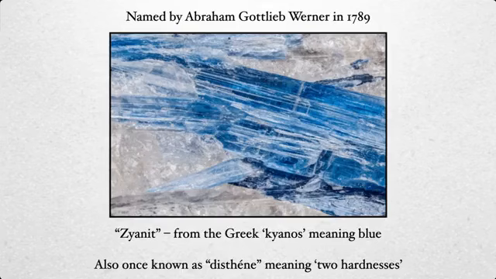Now, how did he come up with the name? Well, it was originally named Zionite, which is from the Greek kyanos, which means blue. If you think of, say, cyan, that's just a root word that means blue. And it was also once known as dysthene, which means two hardnesses. You may see it called that in a couple of really old sources, or even cyanite with a C.